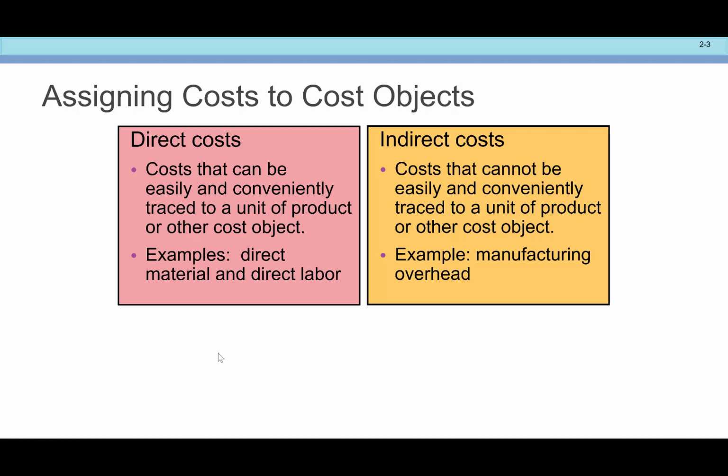So with that being the case, let's just go ahead and play around with an example, see if we can figure out which cost would be direct, which cost would be indirect. So let's say we're talking about a sandwich company, okay? A restaurant that's going to be making sandwiches.